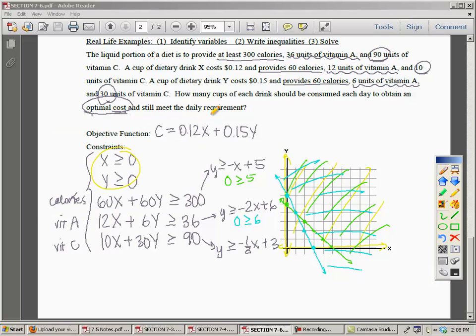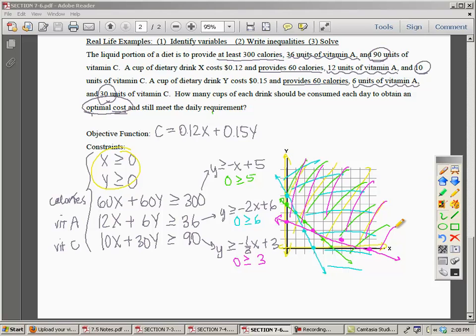Last one, negative 1/3 x plus 3. So negative 1 over 3, negative 1 over 3, negative 1 over 3. And you get this line. If I check 0, is 0 greater than or equal to 3? The answer is no, so again I go away.